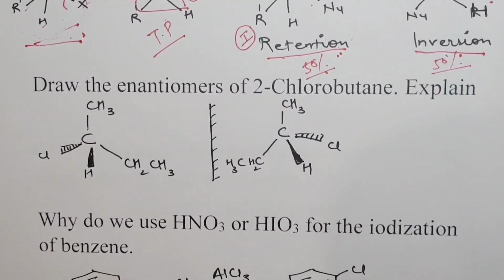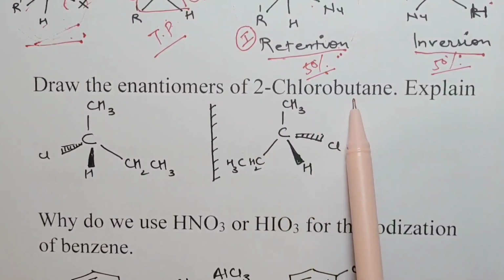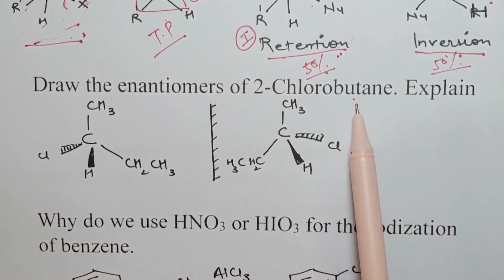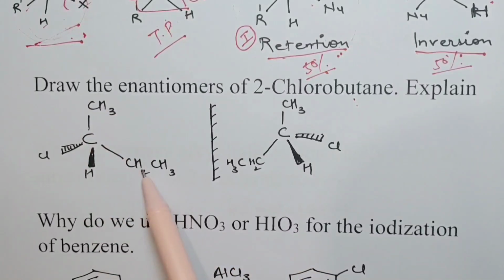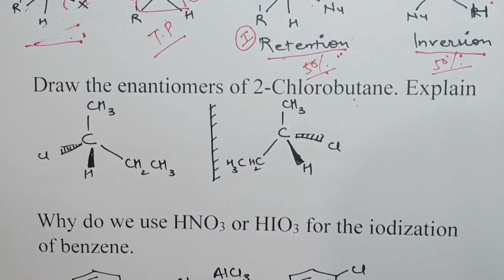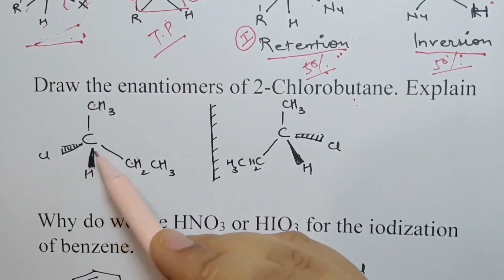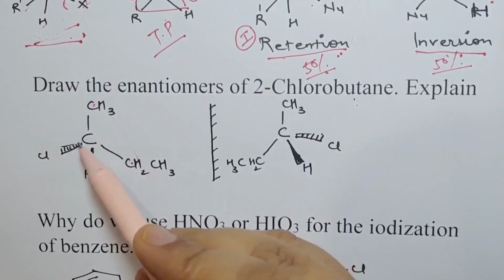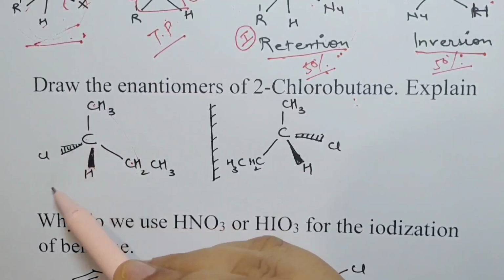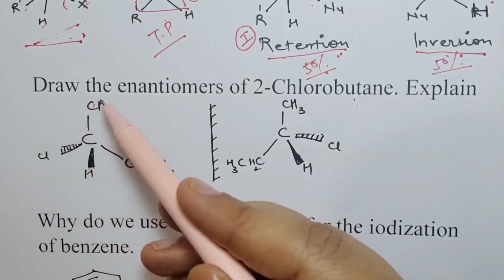Draw the enantiomers of 2-chlorobutane. Now 2-chlorobutane is optically active. How would you draw the enantiomers? You first draw it in a tetrahedral geometry, and make sure that 3 of the groups are in one plane. One of them is coming out of the plane towards you, and the other one, the dashed bond, is away from the plane, on the other side, away from you.